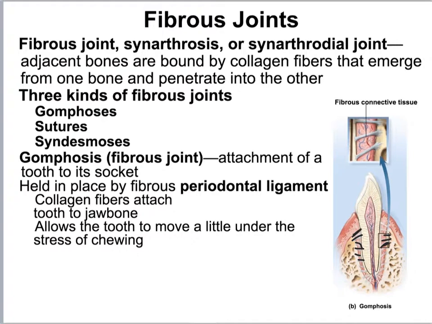Gomphoses are only found in the connection of tooth to bone. They allow the tooth to have a little bit of mobility within its socket, so that it doesn't take so much damage when you're using it to chew, or if somebody gives you a good knock on the head and manages to hit a tooth.